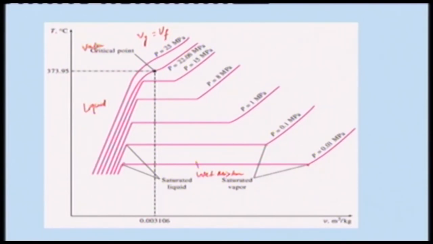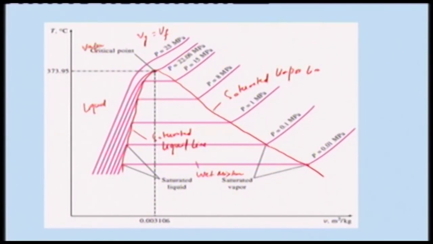So, if I join these points, this line is known as what? Saturated liquid line. And similarly, if I join these points over here, this is known as the saturated vapor line. And keep in mind this slope is steep and this is a little flat, and that indicates that in between these two lines the wet mixture will be there, a mixture of vapor and water.